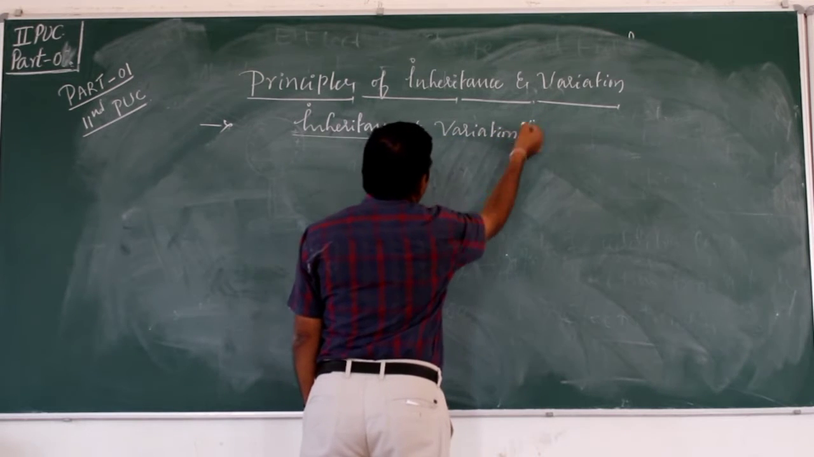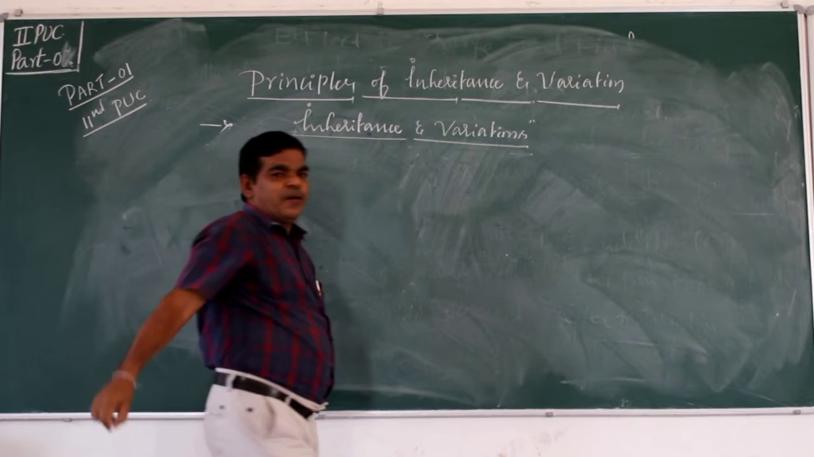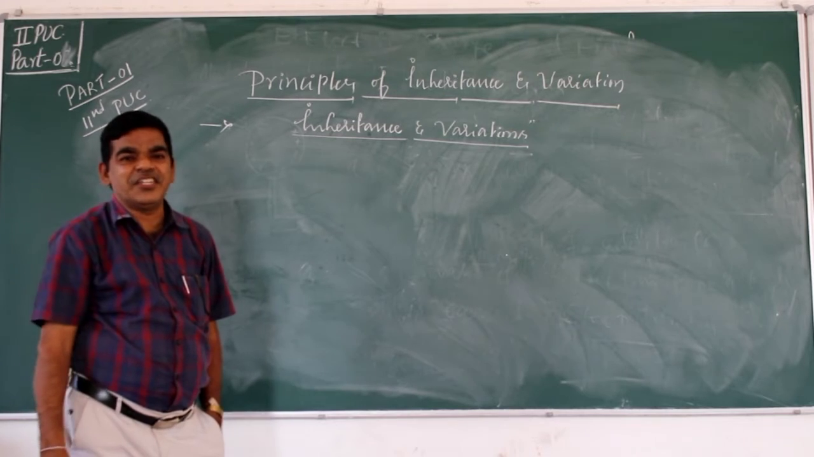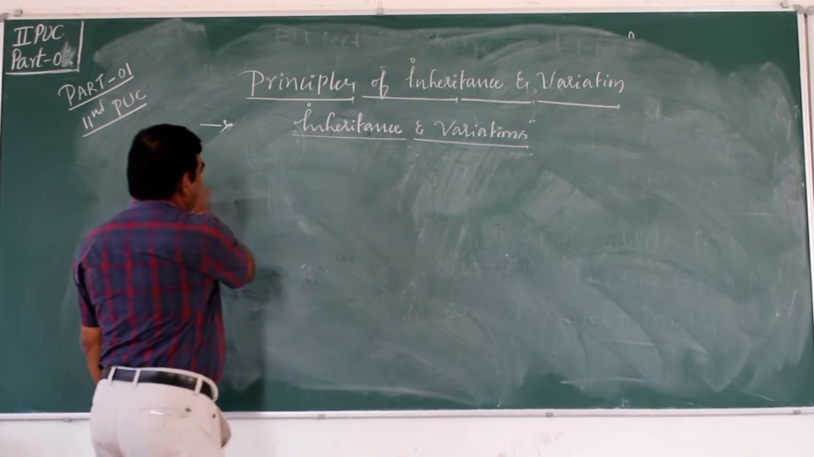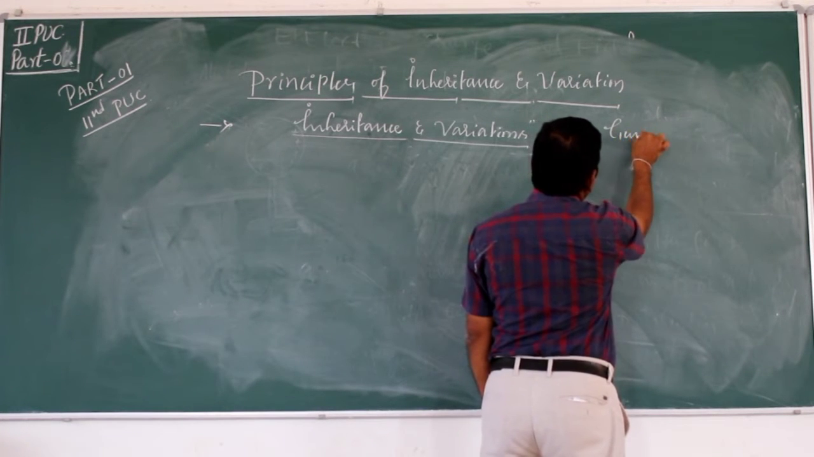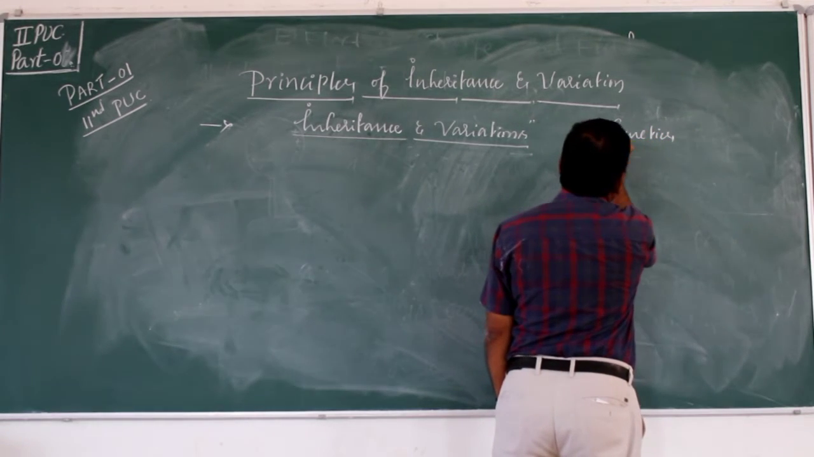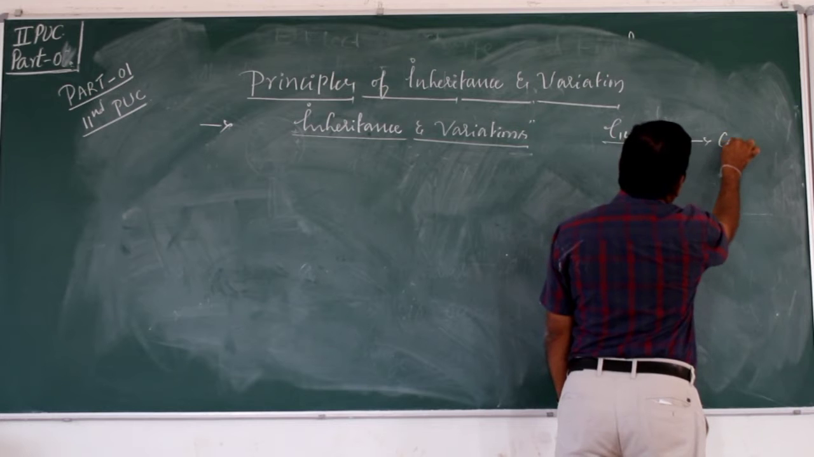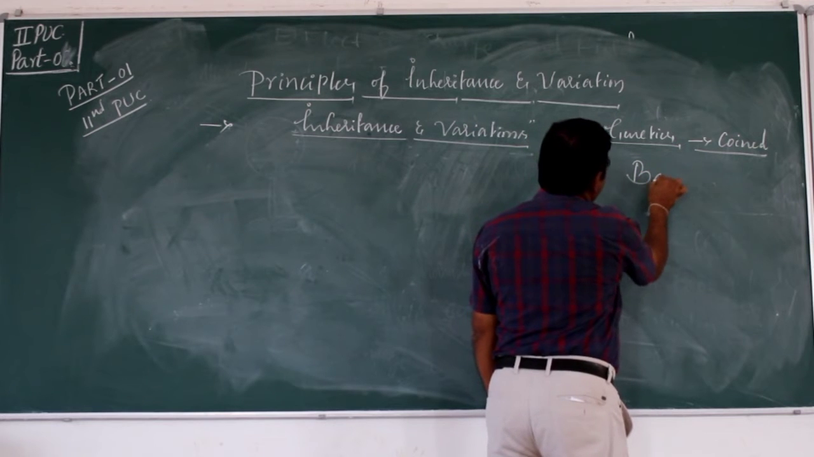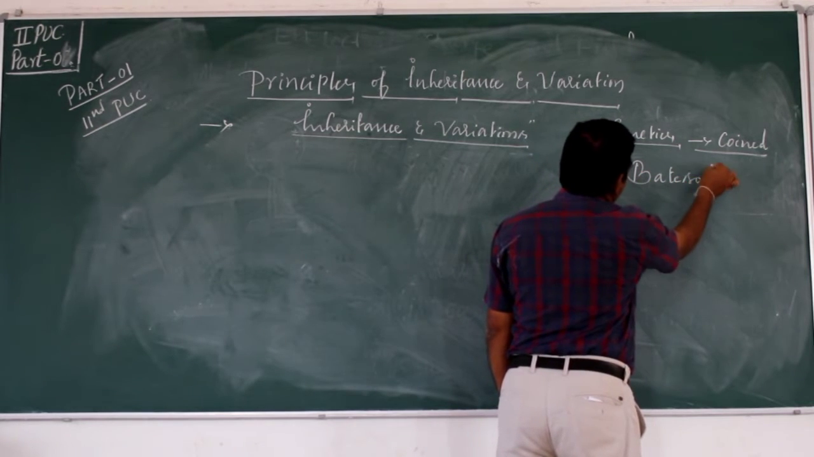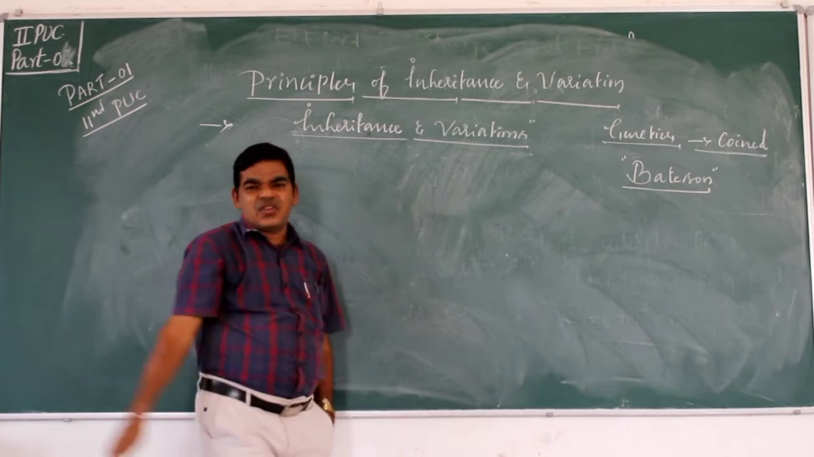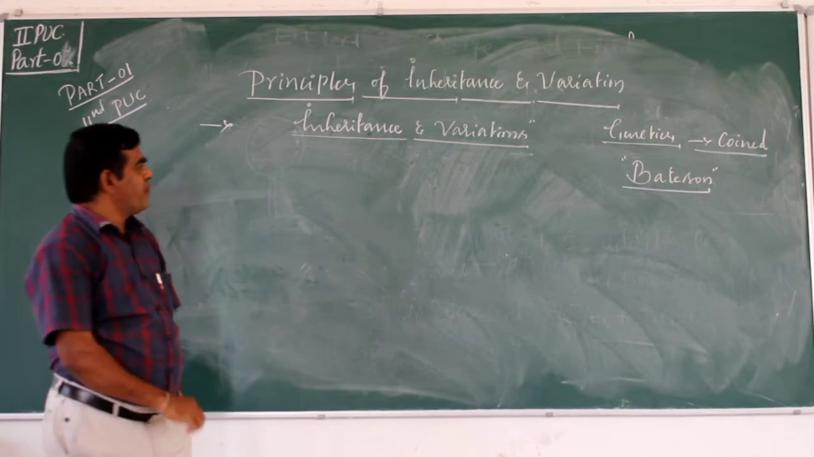Is called genetics. The branch of biology which deals with the systematic study of inheritance and variation. The term genetics was coined by Bateson, B-A-T-E-S-O-N, Bateson.